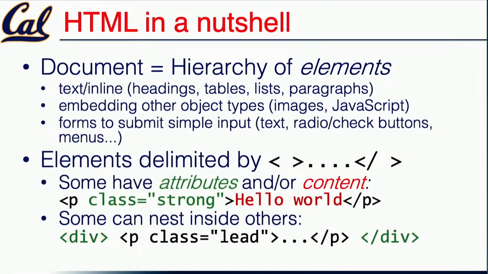The elements in HTML, you've probably all seen some bit of it, are delimited by these angle brackets. Some of the elements have attributes. For example, here's a paragraph that has a class attribute whose value in this case is strong. Some elements can be nested inside of other elements. There's a whole set of rules about which things are allowed to be nested inside which other things. But for example, a very generic element called a div has no visual counterpart. It only serves to indicate logical structure. And here's an example of a paragraph element embedded inside of a div.